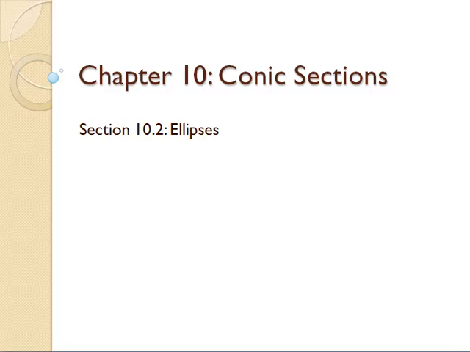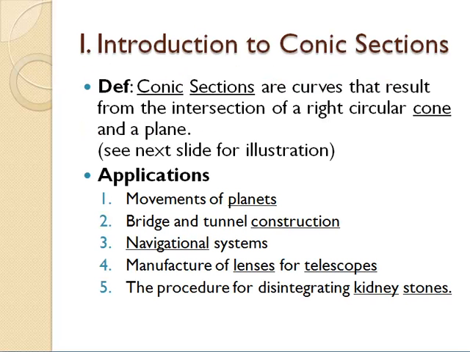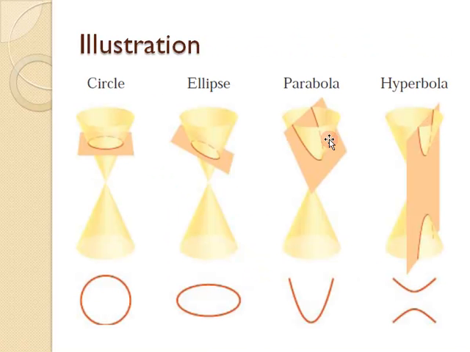so you can see a picture of why they are called conic sections, and then begin looking at the conic section, starting with the ellipse. To begin with, let me point out that conic sections, by definition, are curves that result from the intersection of a right circular cone and a plane. So conic sections are curves that result from the intersection of a right circular cone and a plane. So let me show you an illustration of what that looks like.